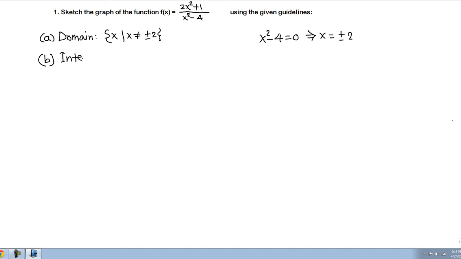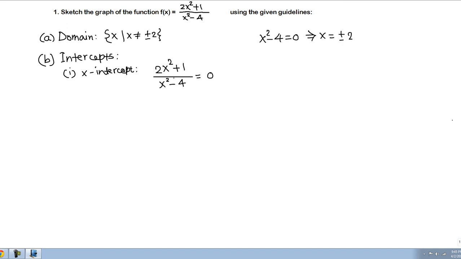Intercepts. So there are 2. So we need to find the x-intercept. For that we plug in y equals 0. y is the same as f(x) equals 0. So we set the function equal to 0. So (2x squared plus 1) over (x squared minus 4) equals 0.